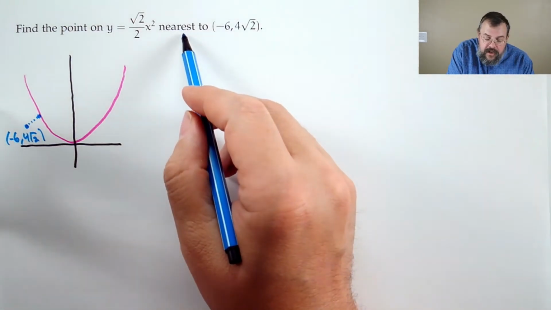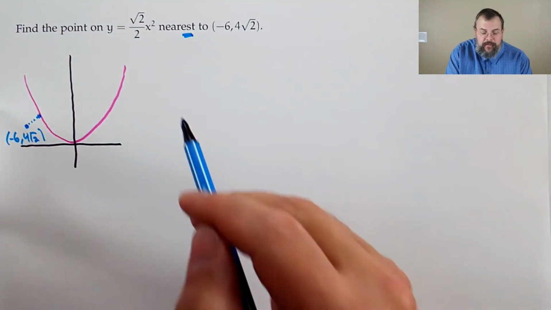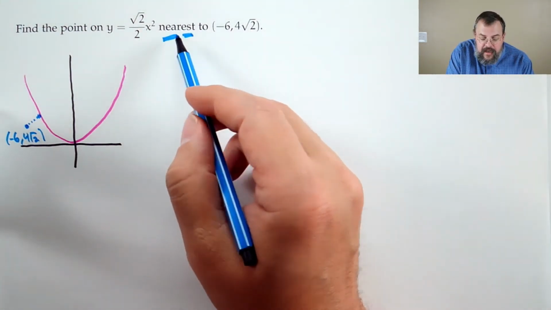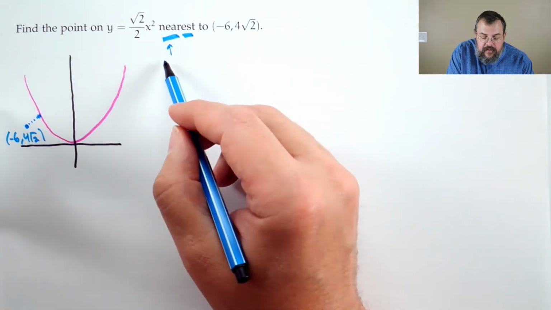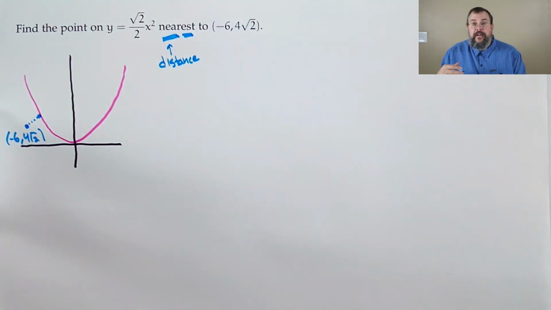We can see optimization because we see the "est." When you see "est," that's optimization. The fact that we see something like "nearest" means there's a distance involved. So this problem is really about optimizing distance. All right, well, let's begin.